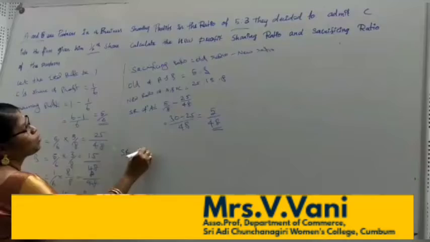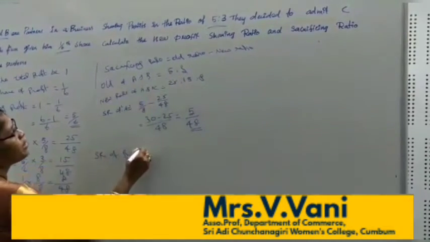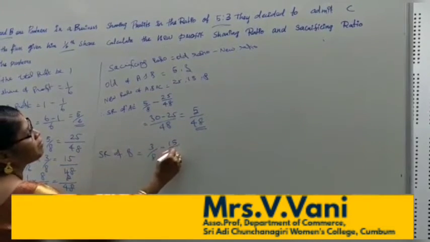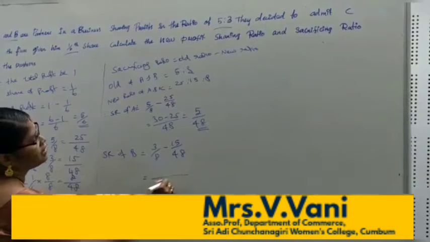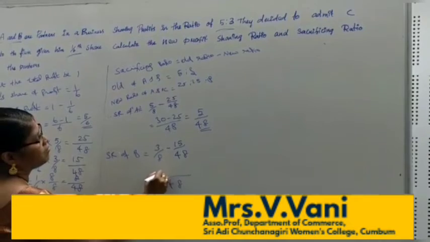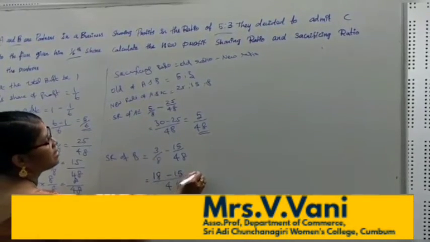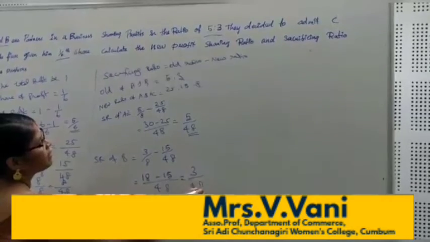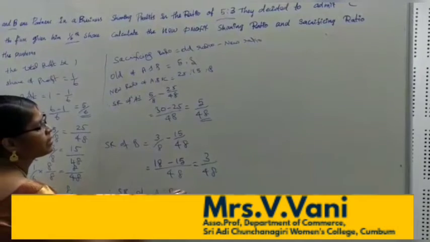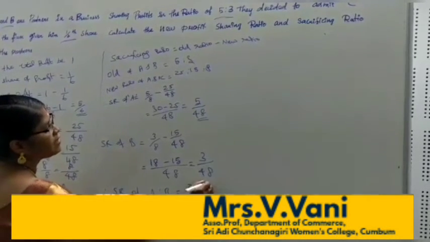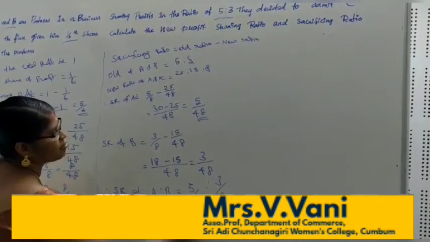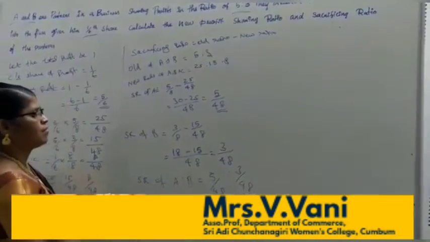And the sacrificing ratio of B: old ratio 3/8 minus new ratio 15/48. So same LCM 48 and 3 is multiplied by 6. So 18 minus 15, 3/48. Therefore, the sacrificing ratio of A to B equals 5/48 to 3/48. That is 5 to 3. That's all.